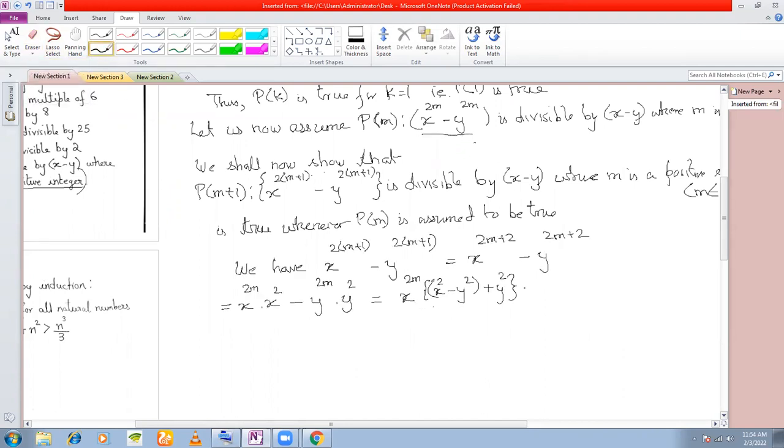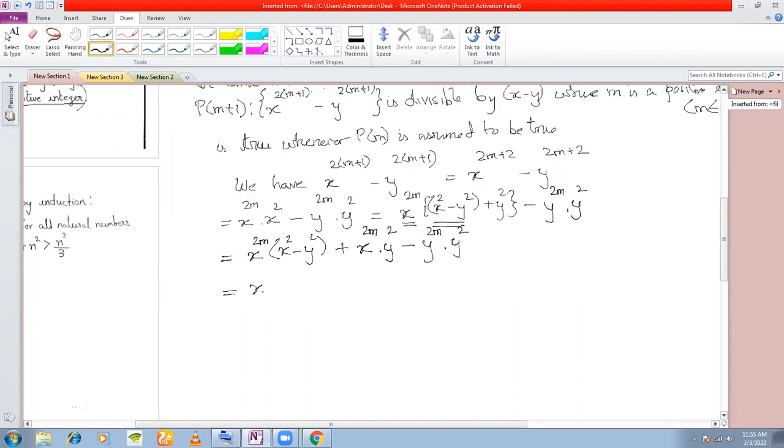And the second one I write as it is, y to the power of 2m into y square. Okay. Now x to the power of 2m, if I now separate x to the power of 2m into x square minus y square, that is, I'm multiplying this with this, plus x to the power of 2m into y square minus y to the power of 2m into y square, right?